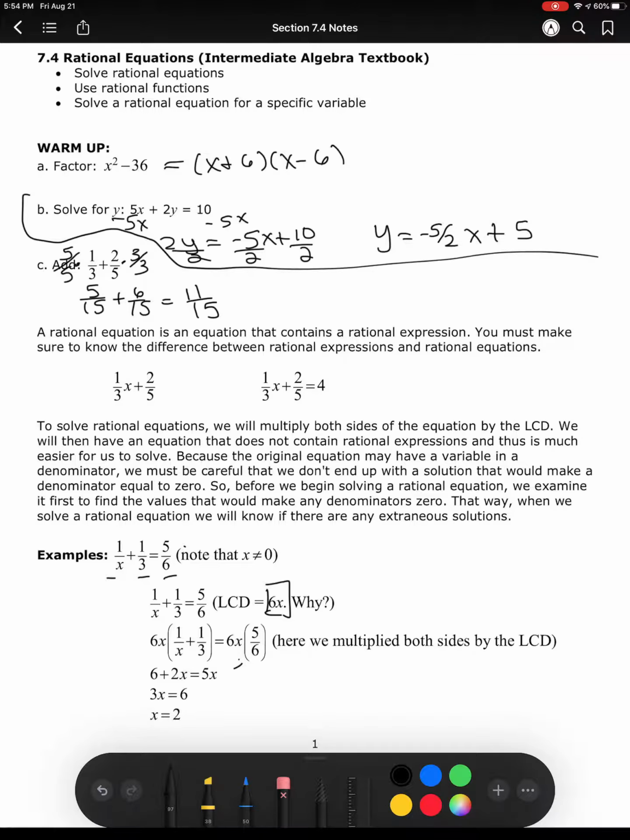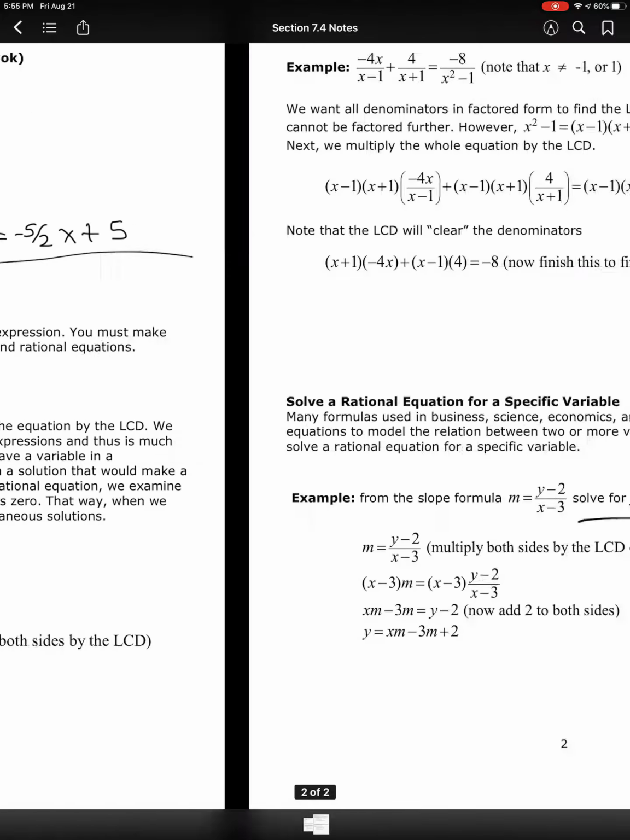So you multiply both sides of the equation by 6x, and distributing, that reduces down to 6 plus 2x, and you'll notice that after you multiply by the LCD, the fraction's gone, and you just have a regular, easy linear equation to solve. So this breaks down to 3x equals 6, and we get that x is equal to 2. Just go back and look at the original equation and make sure that you can put 2 in for x, because the denominators cannot be 0.